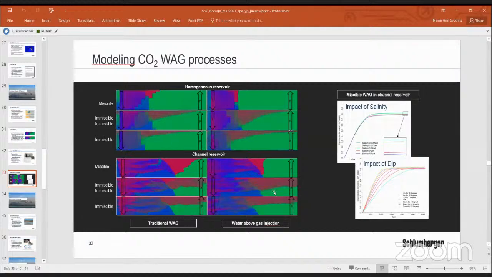And in some cases, although we're still doing water alternating gas, CO2 is being injected at the bottom of the reservoir and water is being injected at the top. So you can see the different impacts and the different rates at which you might get breakthrough at the producer. CO2 EOR studies are fascinating in themselves.